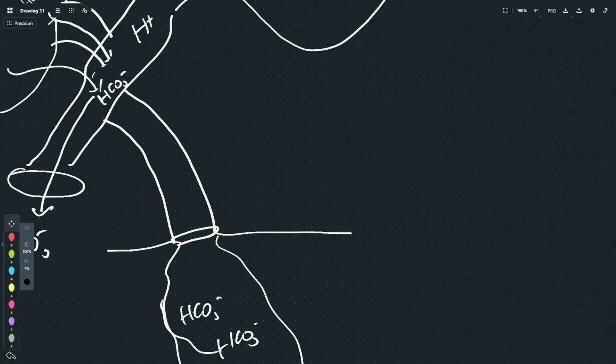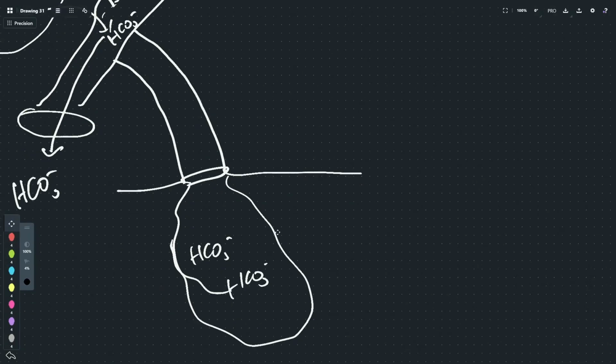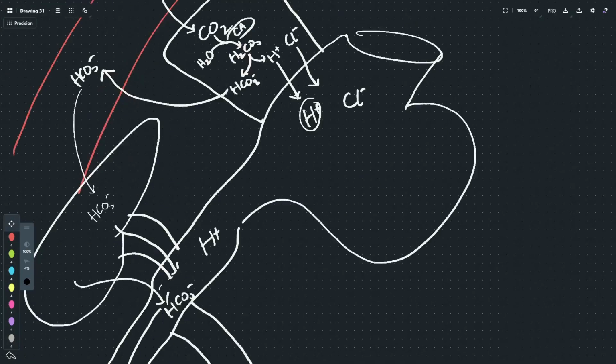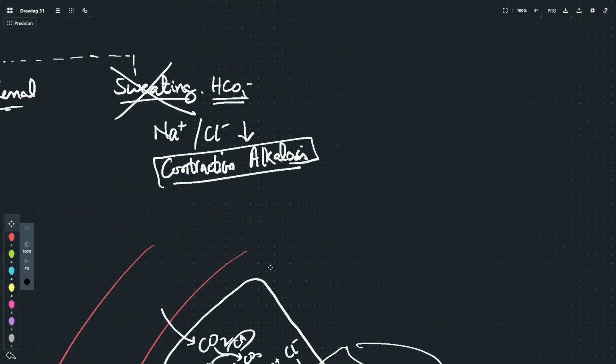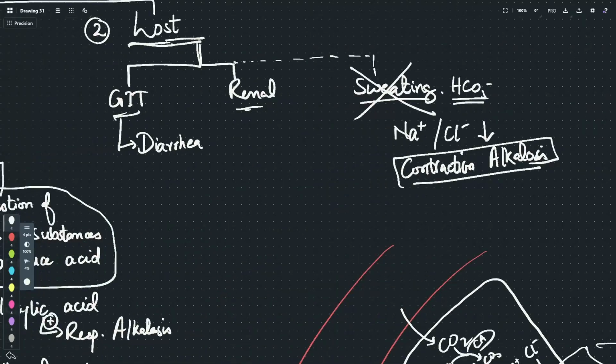The point is that in case of intestinal fistula, the bicarbonate might be lost. There is also another fistula, a fistula between the intestine and the bladder. Again, I will not go into those clinical details, but the idea is that intestinal fistula can cause loss of bicarbonate-rich fluid, which can cause metabolic acidosis.